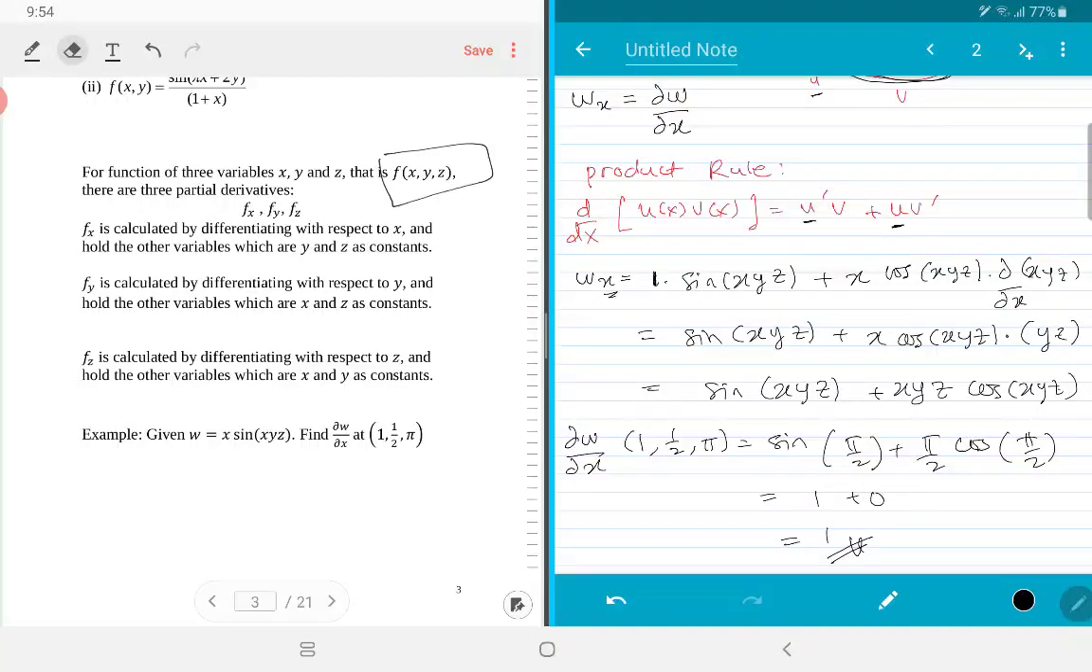Okay, so that is where you have a function with three independent variables. The same rule applies. If you differentiate with respect to x, you consider the other variables as constant.